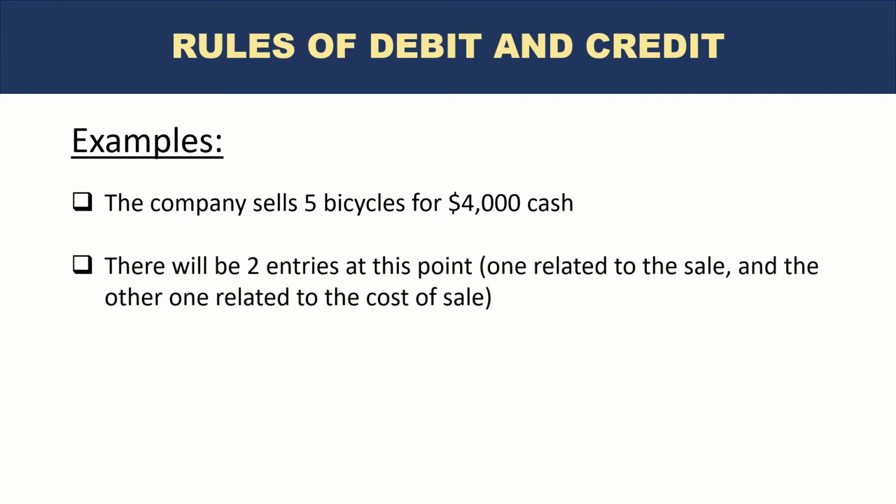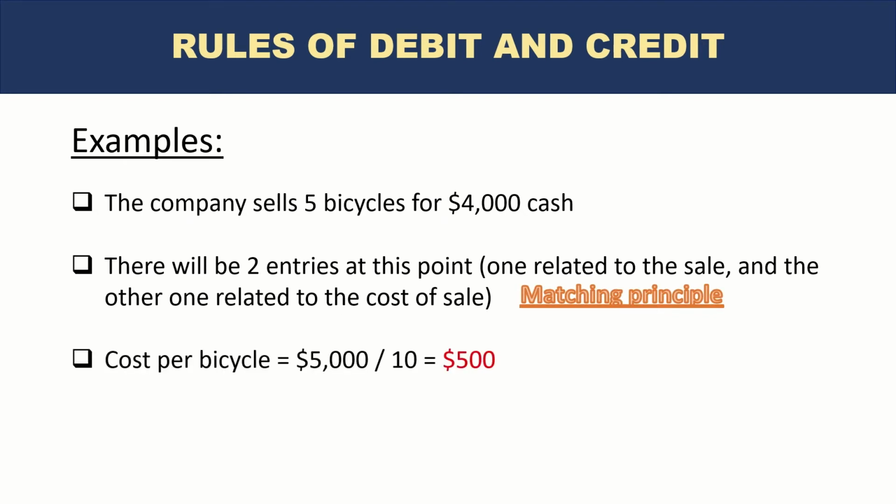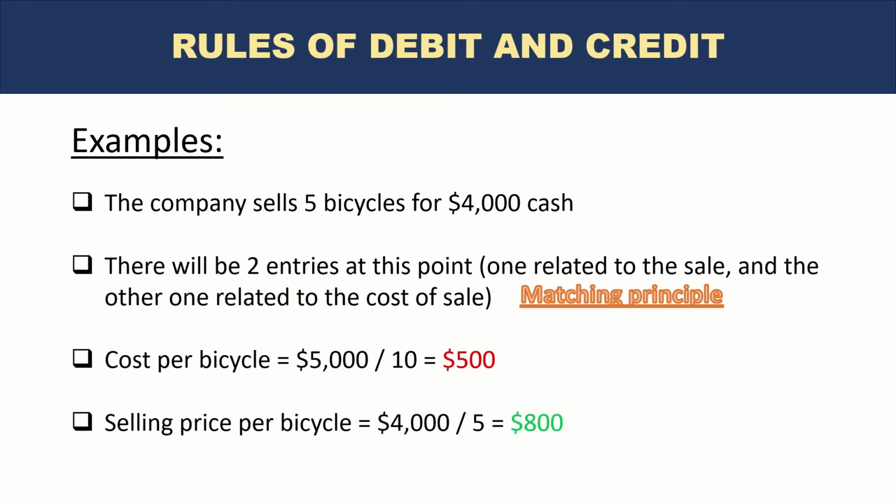Okay. So there will be two entries at this point. One will be to record the sale and the other one to record the cost of sale. Matching principle. Now, what is the cost per bicycle? We know the company purchased bicycles for $5,000 and there were 10 bicycles. So that means the cost of each bicycle is $500. And the selling price is $4,000 divided by 5 because the company sold 5 bicycles for $4,000.